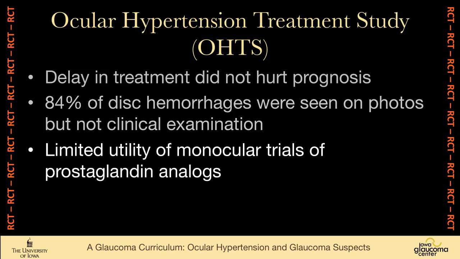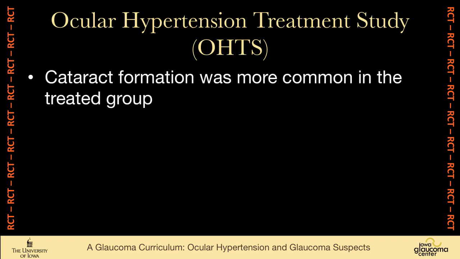It showed the limited utility of monocular trials in prostaglandin analogs. So people have been questioning whether one-eye trials really made a lot of sense for a while, but in the OHTS study it pretty well showed that doing serial pressures before and after change in therapy was a better way of evaluating the effect of that medicine than doing one-eye trials. So I personally have, with great pain, abandoned one-eye trials.